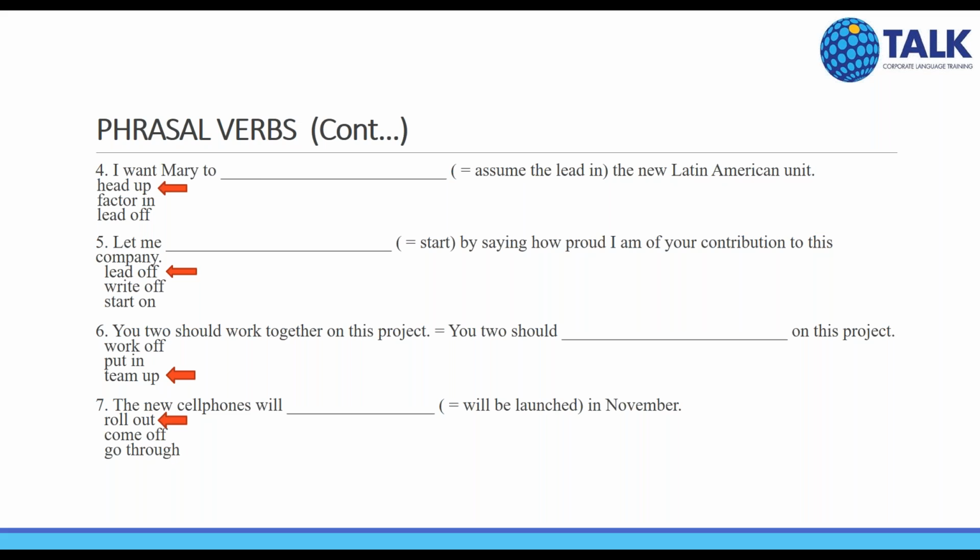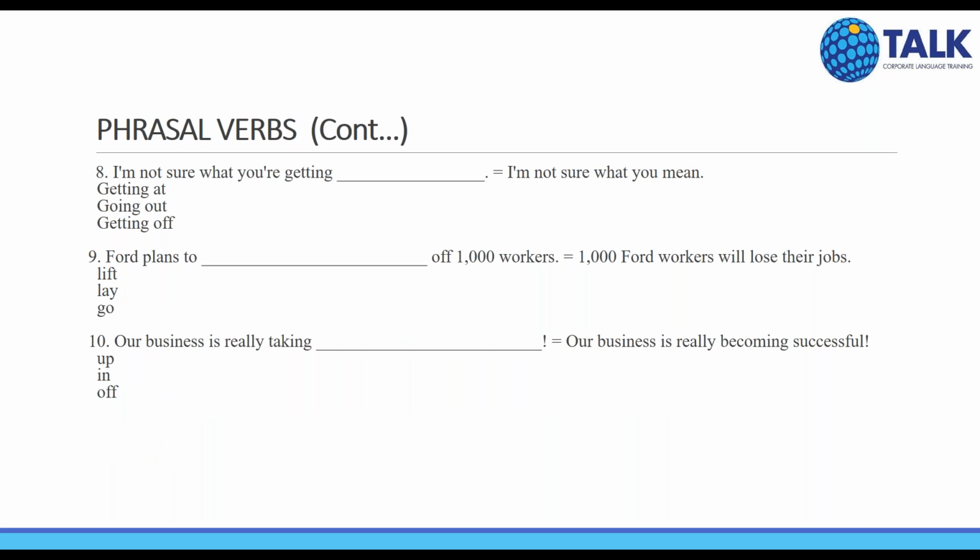Okay, next one. I'm not sure what you're getting blank. I'm not sure what you mean. We use this often when you don't understand something. I'm not sure what you're getting at. So if you tell somebody, I'm not sure what you're getting at, that means that you don't understand. You don't know what they mean.